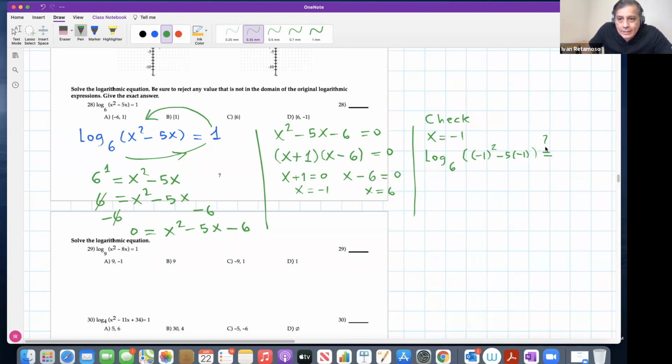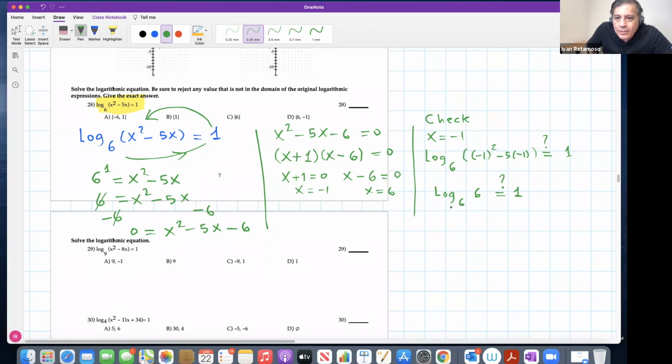So is this equal to 1? I'm using the original equation. Always you check using the original equation. In this case, is that true? Well, if you work it out, -1 squared is 1, -5 times -1 is 5 positive, 5 plus 1, 6. So notice, this is saying that this should be equal to this.